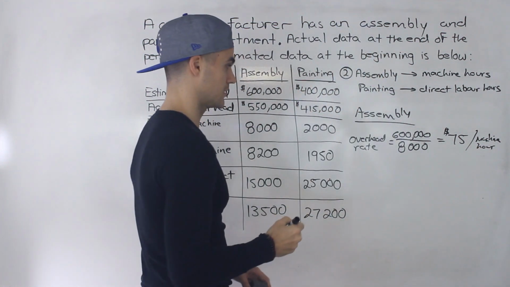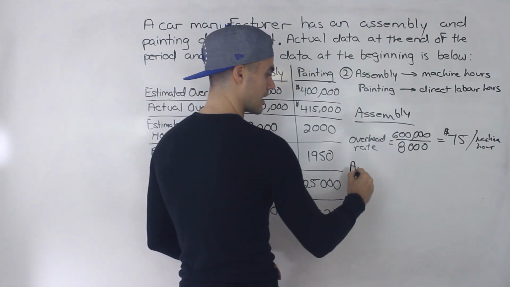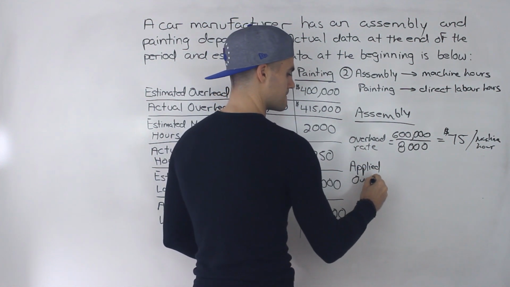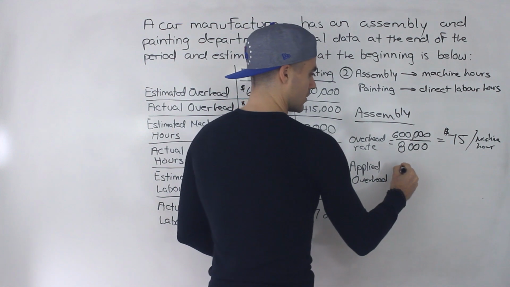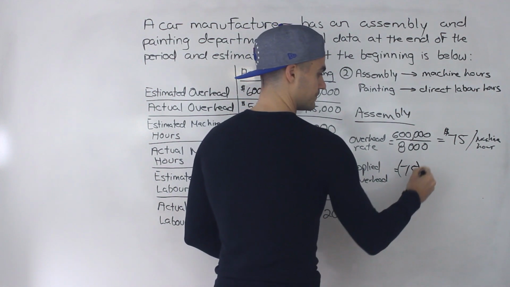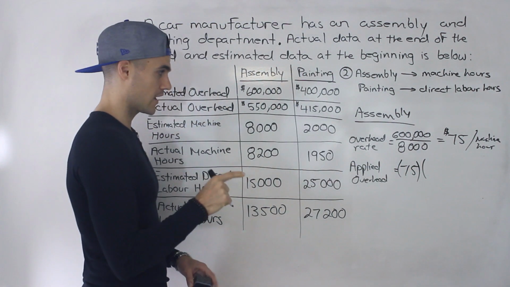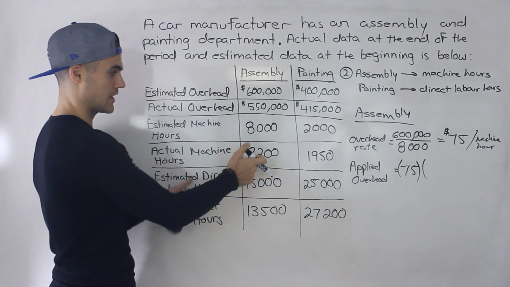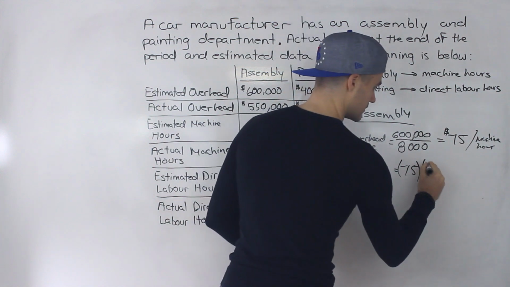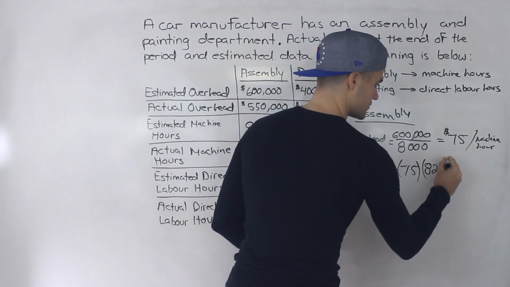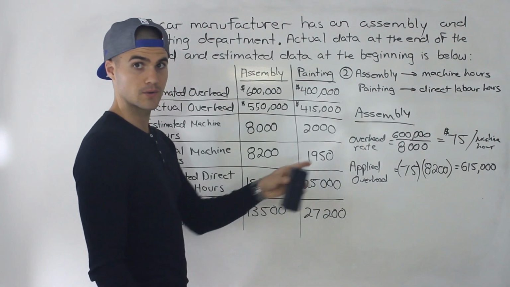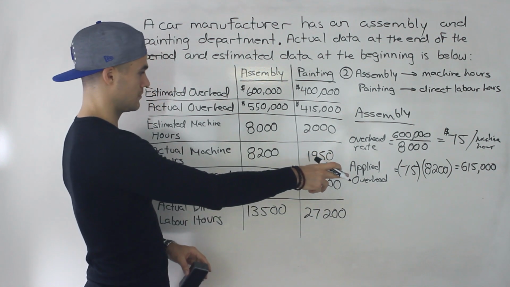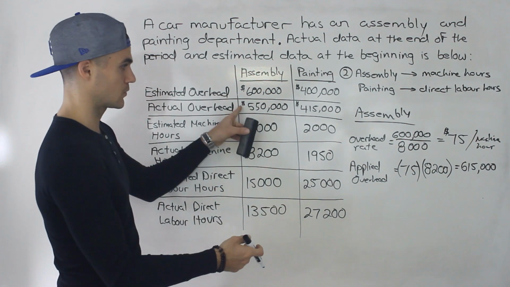That's how overhead's going to be applied. Then we calculate the applied overhead. We would take the 75, the predetermined overhead rate, multiplied by the actual amount of the cost driver. The actual machine hours used is 8,200. And when you do that in your calculator, you end up getting 615,000. And then we have to compare that number to the actual overhead, which is 550.